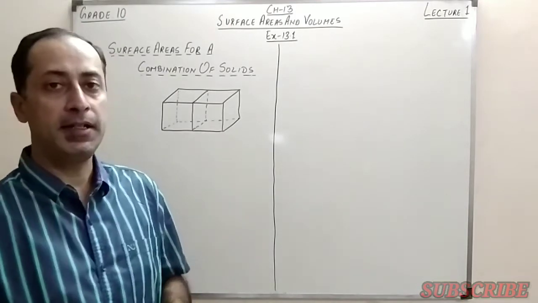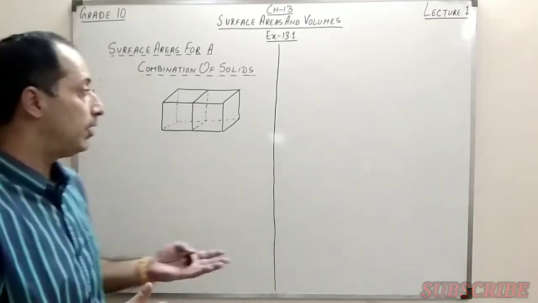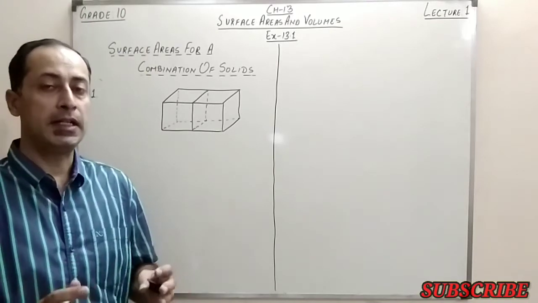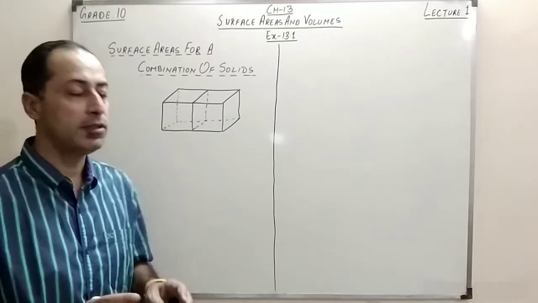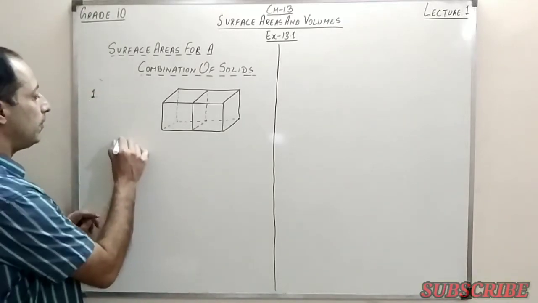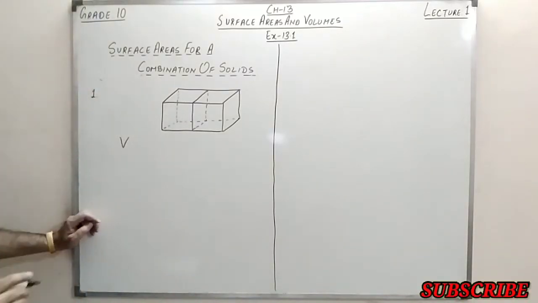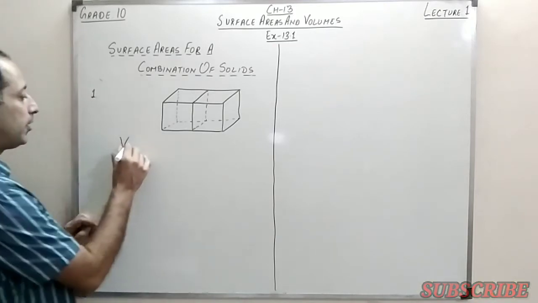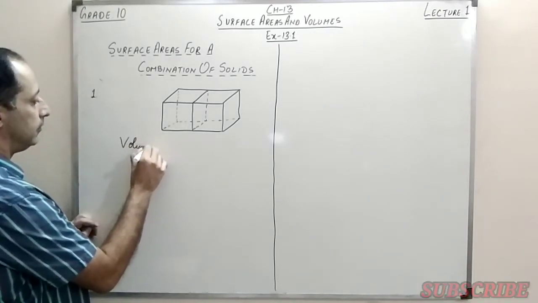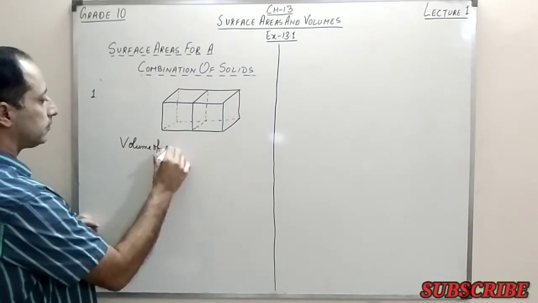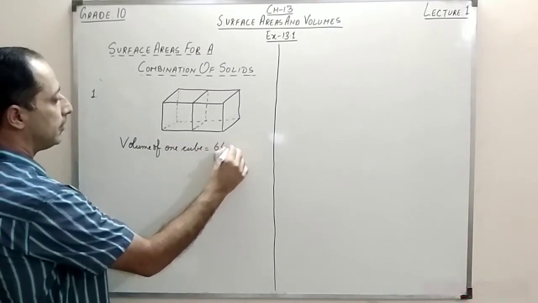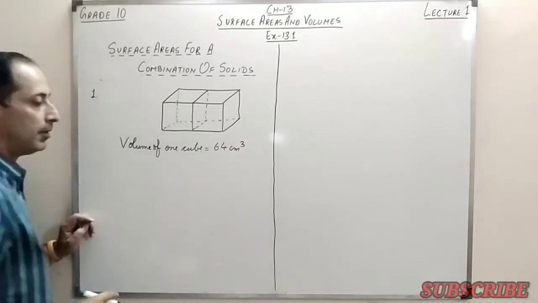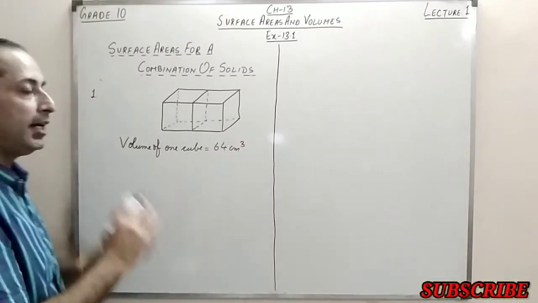Now if we have to find the surface area of the resulting cuboid, we should know the dimensions. But the dimensions are not given to us, right? What is given to us? We are given that the volume of one cube is 64 centimeter cube. Now the first step is to find the side of the cube.